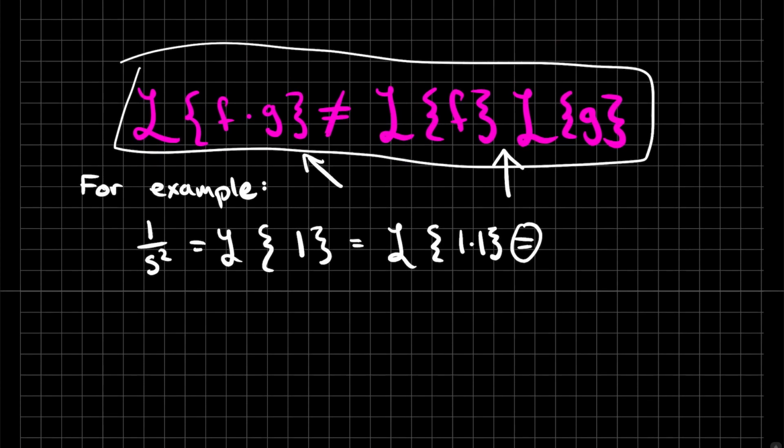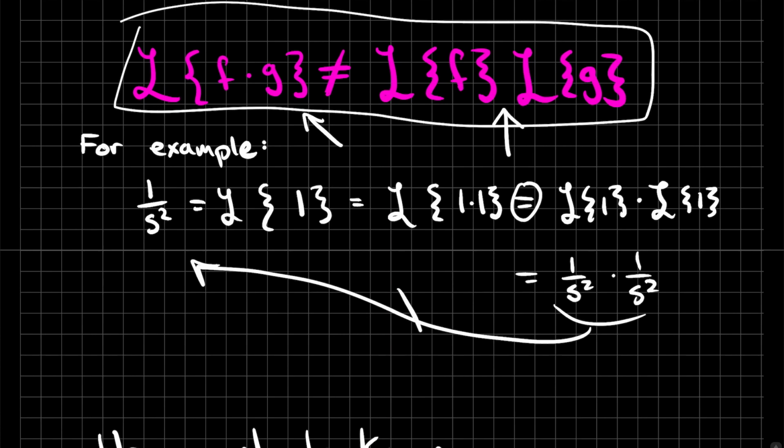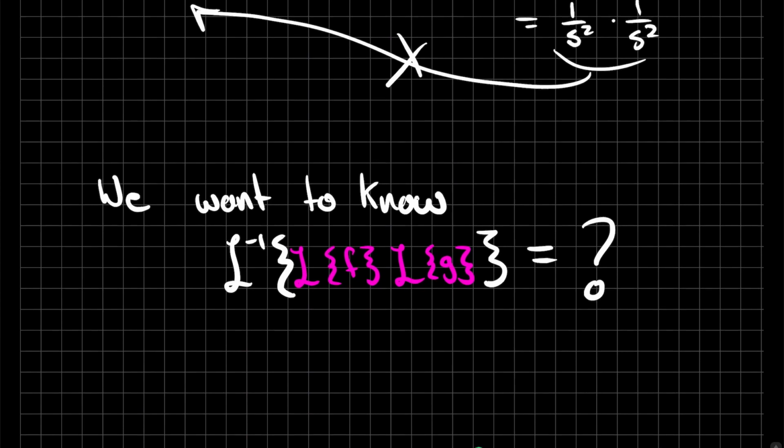We would then be able to split this up as the Laplace of 1 times the Laplace of t, and we know that this is going to be 1 over s times 1 over s squared. And the right is not the same thing as the left. This is a problem, so we don't have an equality. If it were true, it would help us to know what the inverse Laplace of the Laplace of f times the Laplace of g is.